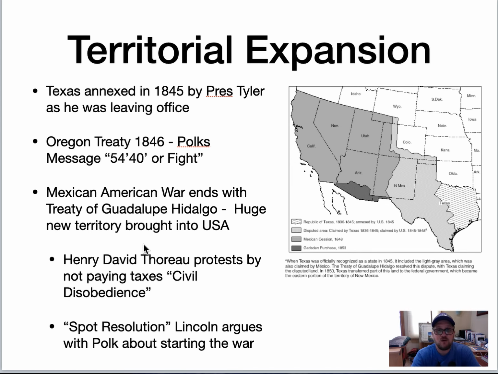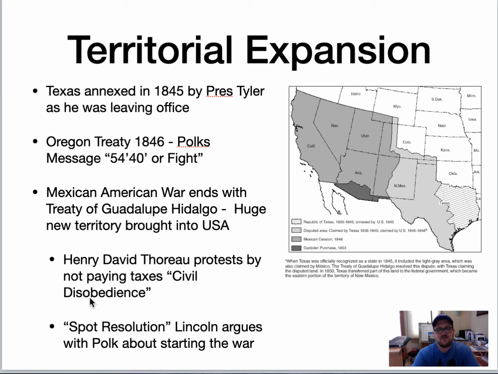We see the Mexican-American War net us huge amounts of land in the Treaty of Guadalupe Hidalgo in the Mexican cession. This whole area right here will be given to America in that cession. Eventually, that little area right down there will be bought for the Southern Railroad line, the Gadsden Purchase.